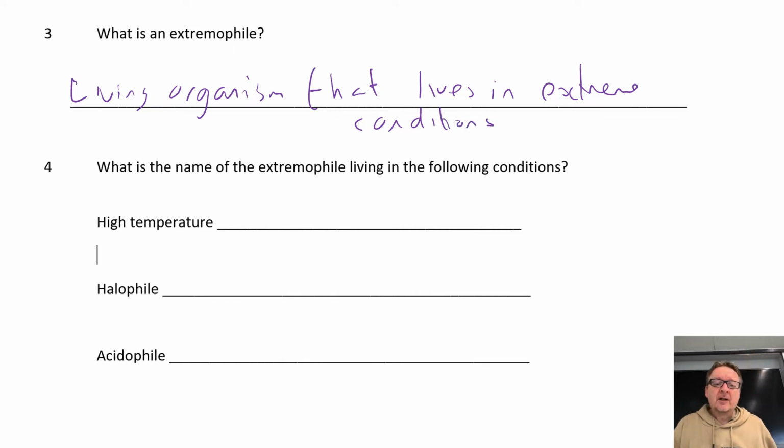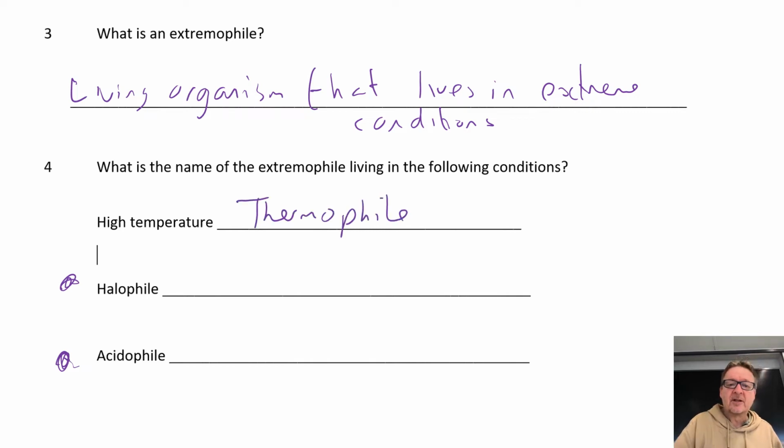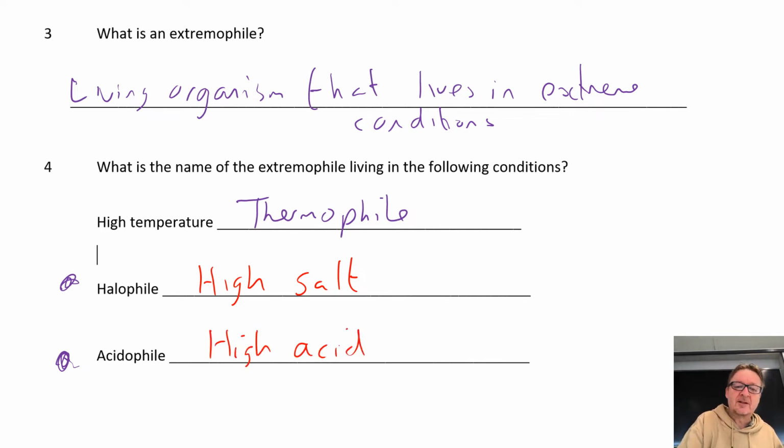Okay. What is the name of the extremophile living in the following conditions? Right, I messed up here a bit. Look at that. I've actually told you the name of the extremophile, but what we can do is do it backwards. So an extremophile that lives in high temperatures is a thermophile. Thermo is obviously temperature, phile means it likes. A halophile, now what I should have really done is put the conditions, but a halophile likes high salt. And an acidophile likes highly acidic conditions. Okay, they work backwards and forwards either way.